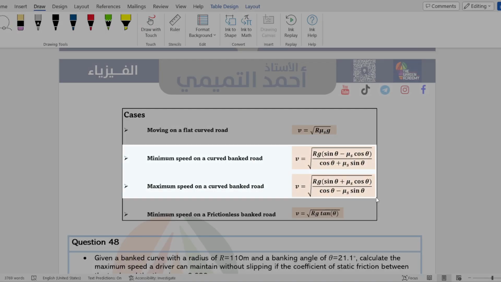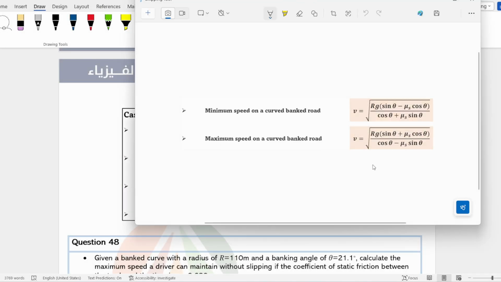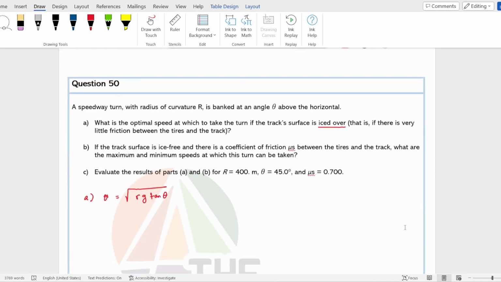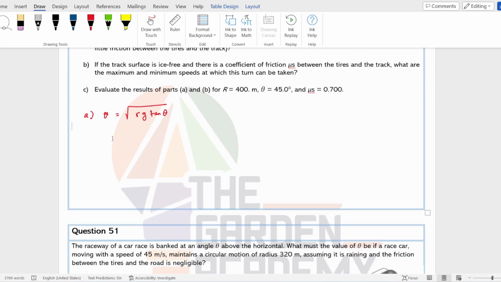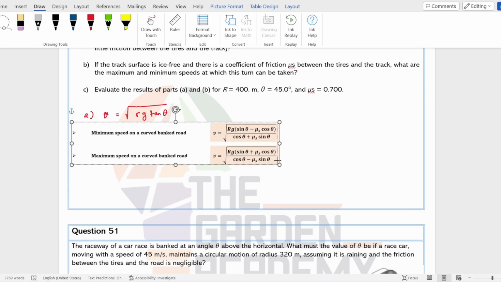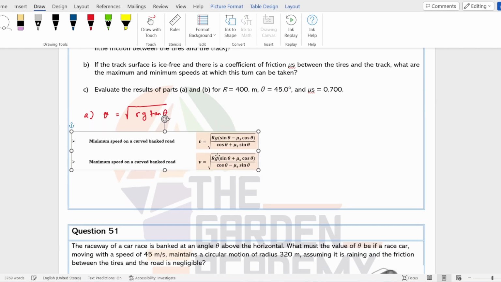So these are the equations. We can put them directly just to save time because it's basically the same thing. So here, paste. Okay, great. These are the equations.